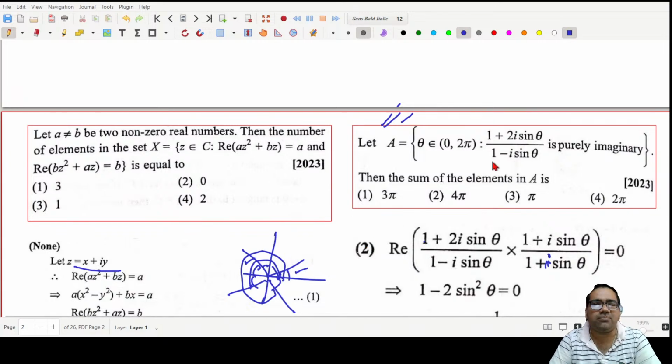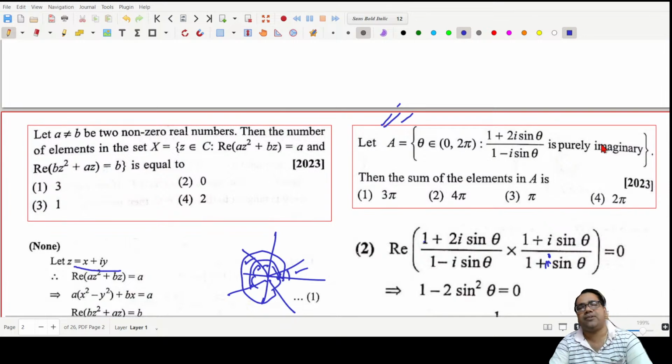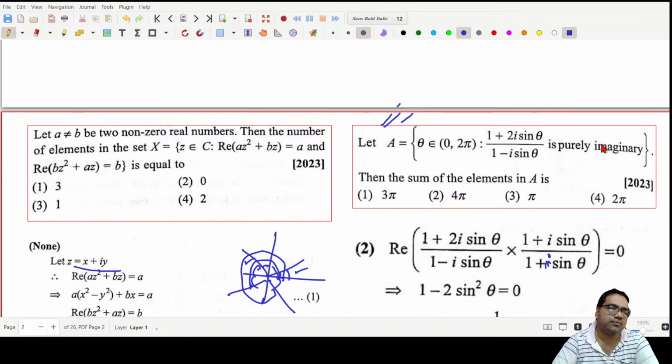Basically Z1 by Z2, we have to convert into Z3. We don't want complex by complex. We want to have a simple complex number, so that we can figure out what is the real part, what is the imaginary part. In this, it is not clear what the real part and imaginary part are. Because it's purely imaginary, we equate the real part with zero. If it was purely real, we would have equated the imaginary part to zero.